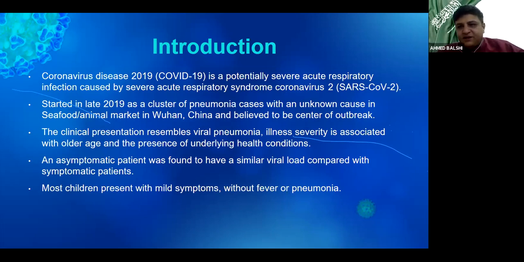The clinical presentation of pneumonia in COVID patients resembles any bacterial pneumonia. That's why it's difficult to differentiate between viral and bacterial. We have to keep in mind that asymptomatic patients were found to have a similar viral load compared with symptomatic patients, meaning an asymptomatic patient is as highly contagious as a symptomatic patient. Most children have mild disease with fever, sometimes without fever, with or without pneumonia.